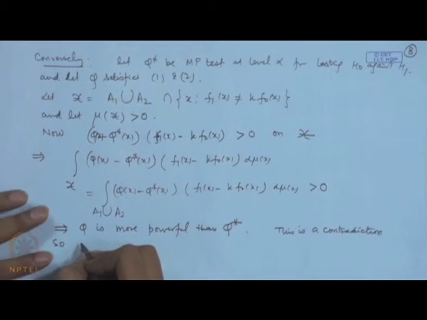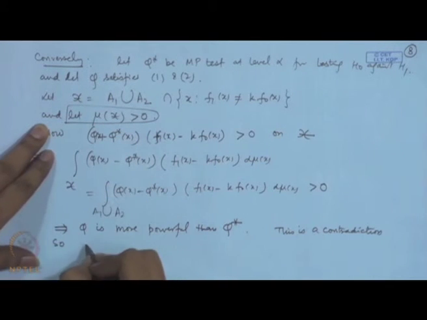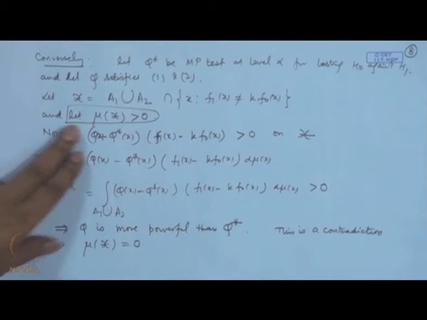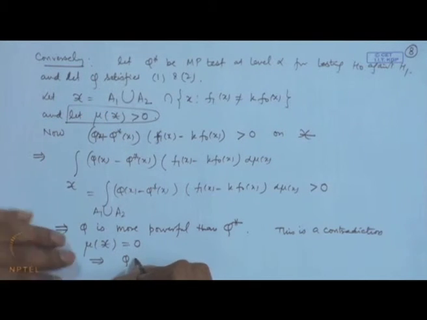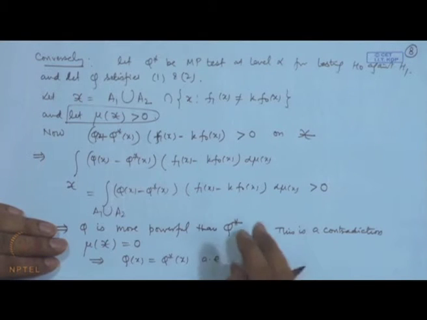So, what does it mean? The only possibility is that this assumption is not correct. So, we should have mu x equal to 0. If mu x is equal to 0, then this means that phi and phi star are the same almost everywhere. So, this proves this Neyman Pearson fundamental lemma. Now, let us look at further remarks on this.